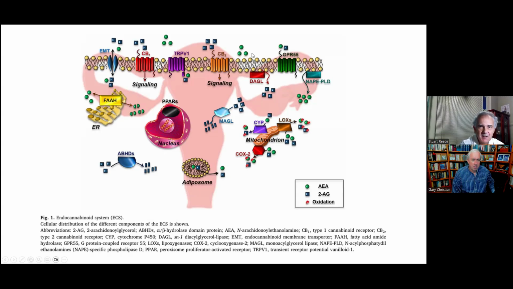So here's the CB1 and the CB2 receptor, but TRPV1 and G-coupled protein receptor 55 is also involved, and there are many other receptors involved in the cannabinoid signaling, and they affect, this is the female reproductive tract, they affect numerous processes.